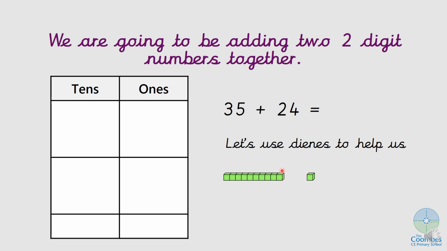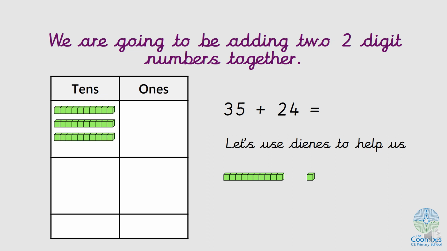So remember, with our Deans, if you see a stick like this, it's worth 10. We've got 1, 2, 3, 4, 5, 6, 7, 8, 9, 10. So this is a tens rod, and then we've got a 1 as well. Our calculation to start with is 35 add 24. So let's use the Deans to help us work this calculation out. So 35, how many tens in 35? There are 3 tens, so let's put our 3 tens into the grid. 1, 2, 3. There's our 3 tens.